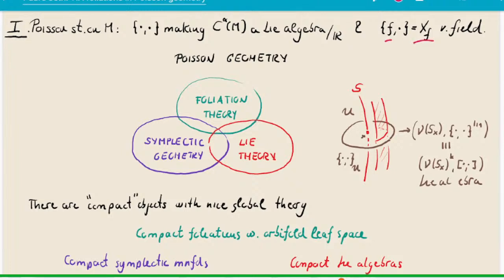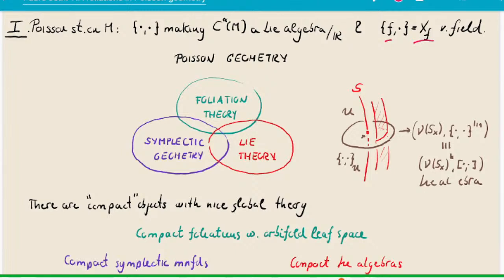And right away, there's this very classical view on Poisson geometry that sees the subject as a mixture of three areas. On the one hand, you have foliation theory, because the Hamiltonian distribution integrates into a foliation. On the other hand, you also have symplectic geometry, because the leaves of this foliation carry symplectic structures. And finally, you also see classical Lie theory appearing in the picture.